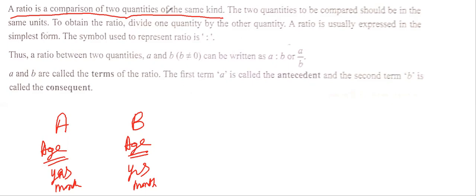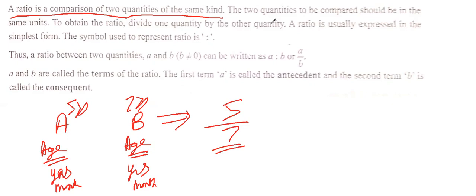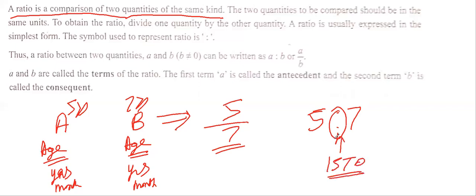To obtain the ratio, divide one quantity by the other quantity. For example, A's age is, say, 5 years and B's age is, say, 7 years. So what will be the ratio? It will be 5/7. Okay, that's what the third point means. A ratio is usually expressed in the simplest form. And the symbol used to represent it is 5:7. The meaning of this is 5 is to 7. This is how we read it.